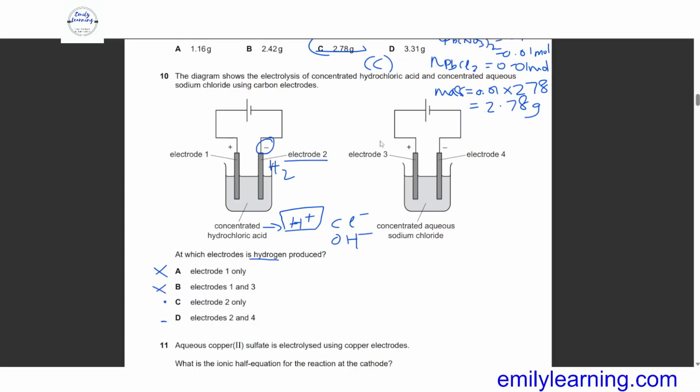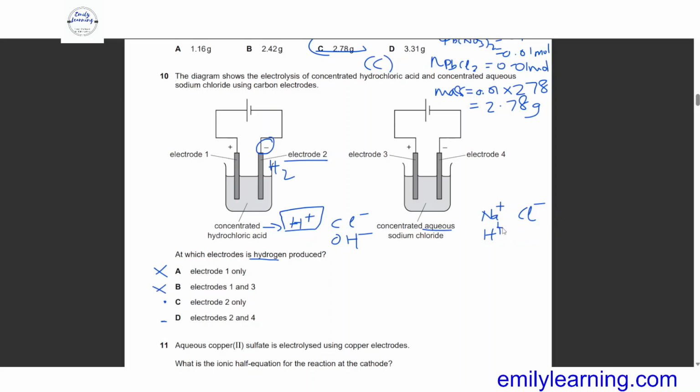So next, let's take a look here. Now, in this setup I'm using concentrated aqueous sodium chloride. Sodium chloride contains Na+ and Cl-. At the same time, because it is aqueous, you have water as well, so you also have H+ and OH-. So I have H+.